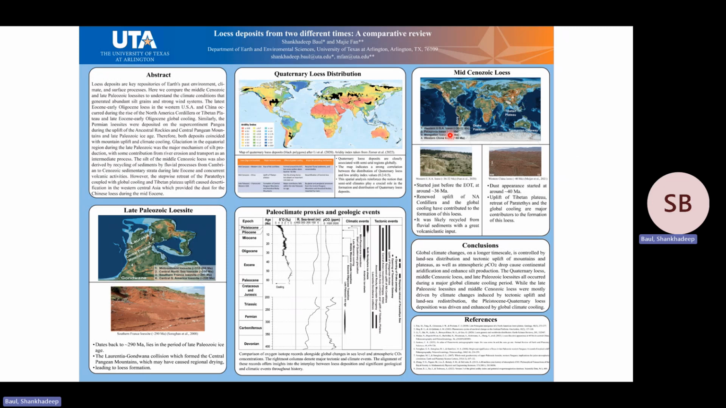Here are all the locations of the reported loess deposits divided into three different maps of different time periods. This one is a map for the loess deposits of the Quaternary period merged with aridity index. These two are reported loess deposits from the mid-Cenozoic and Paleozoic periods.